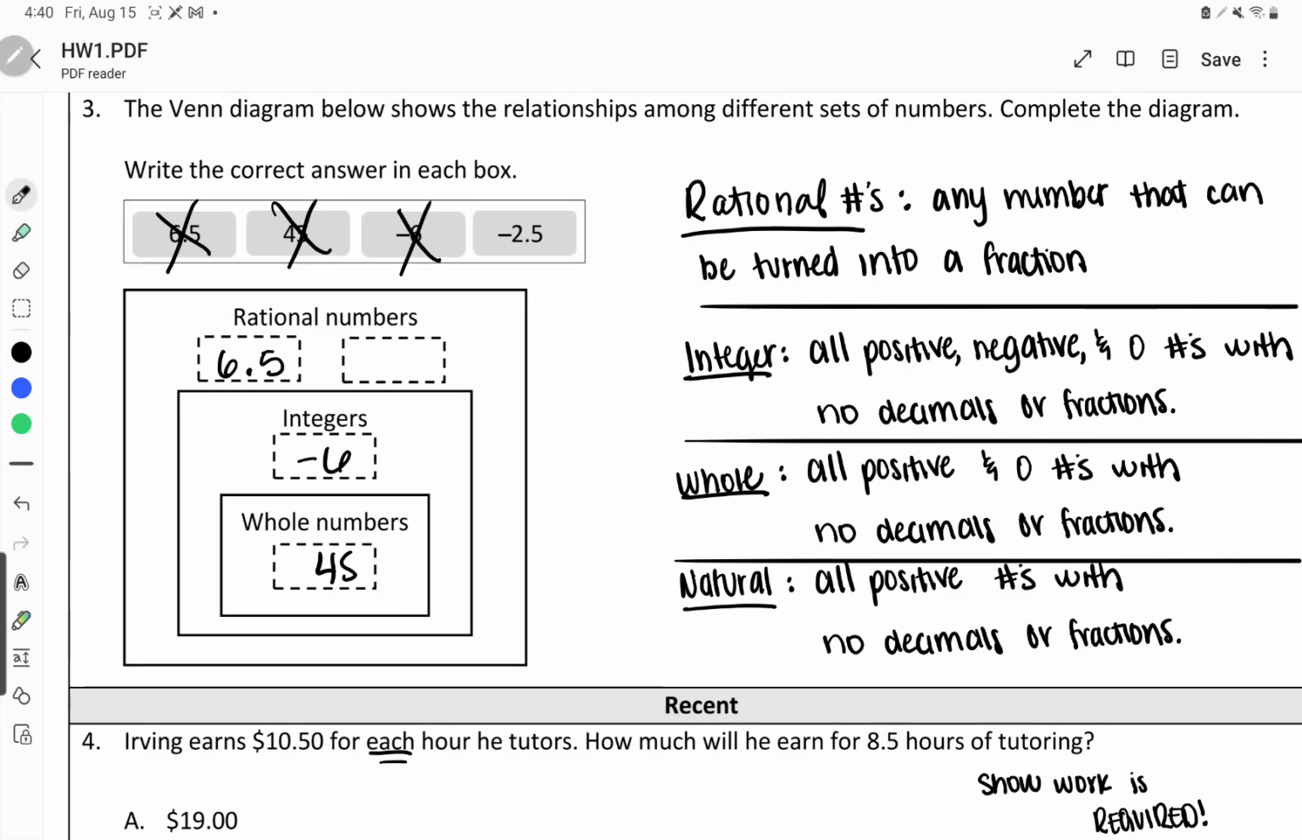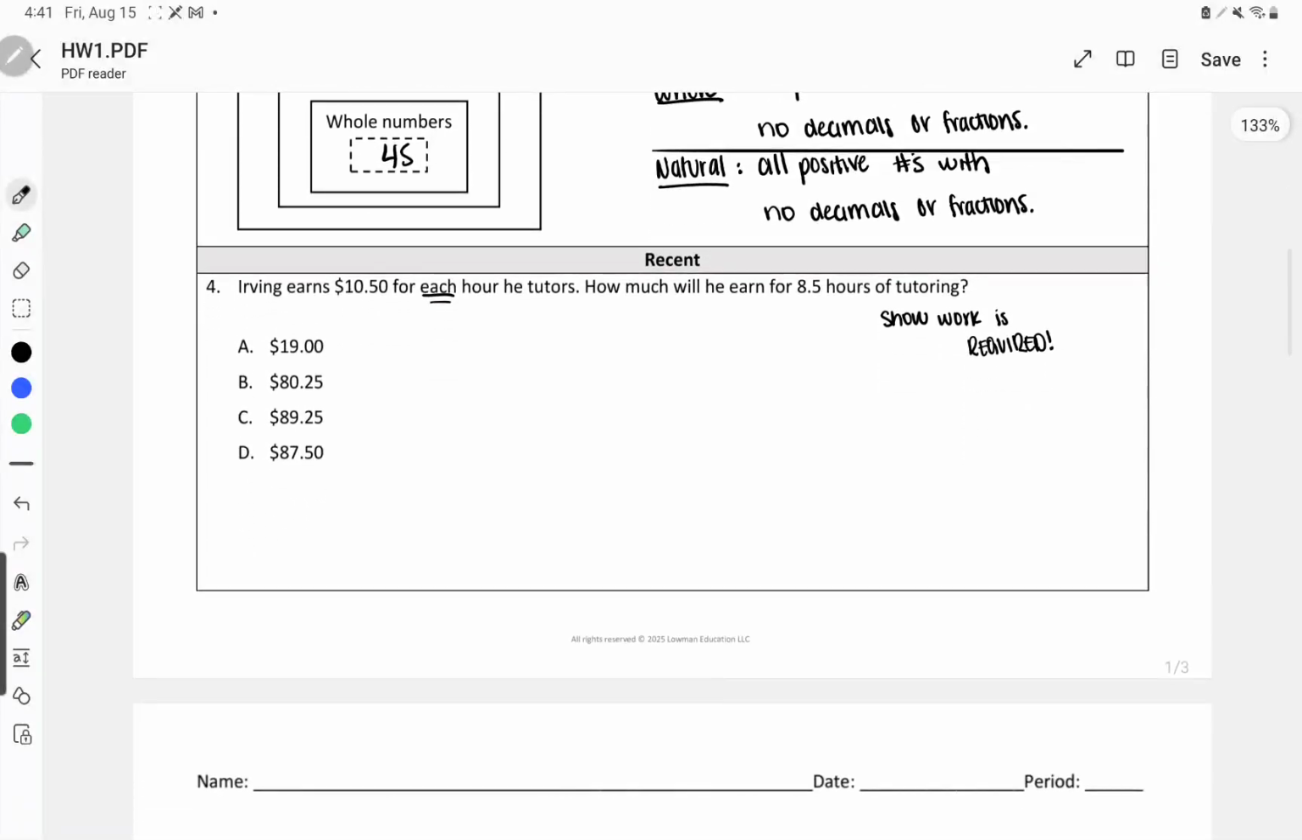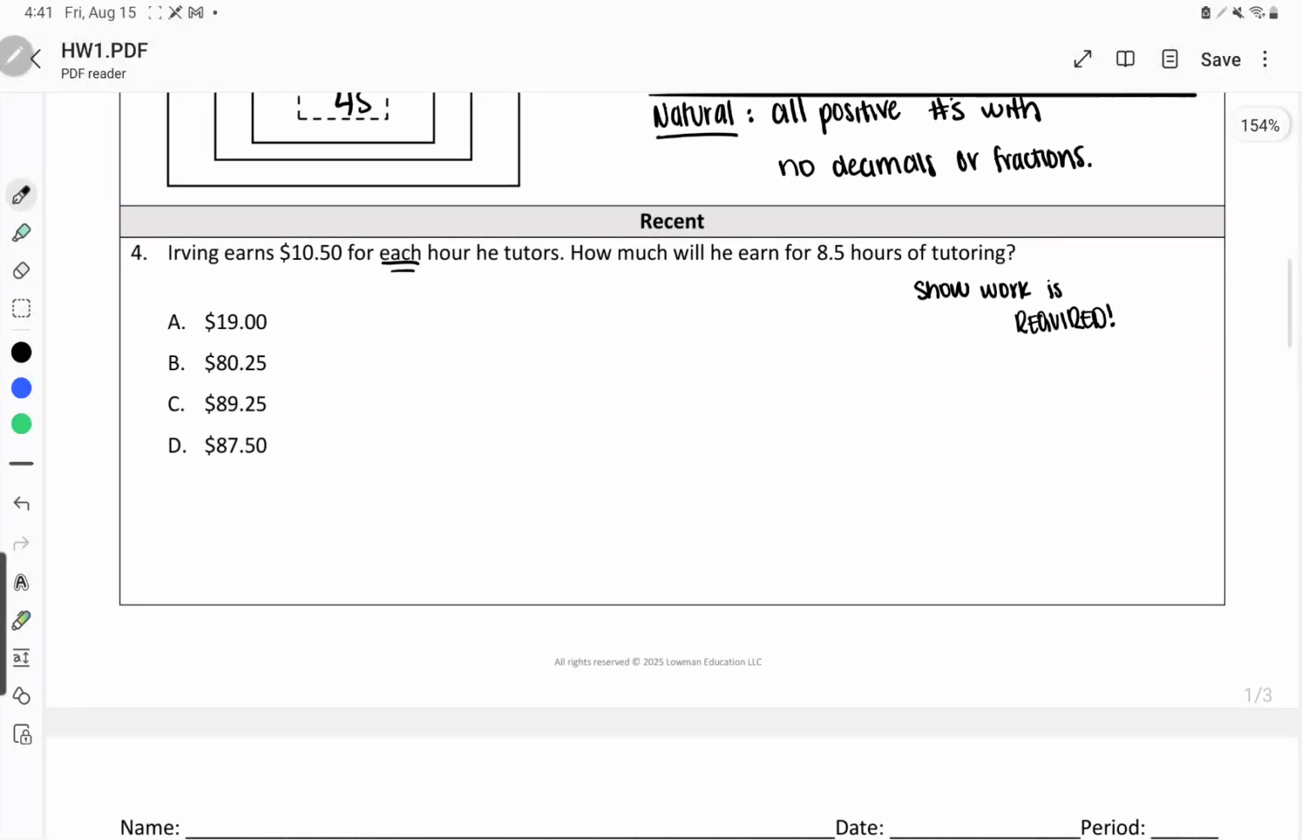And then last but not least, we have -2.5. And how would we classify -2.5? -2.5 would be a rational number because it is the only thing that allows for decimals. The next one says, Irving earns $10.50 for each hour he tutors. How much will he earn for 8.5 hours of tutoring?